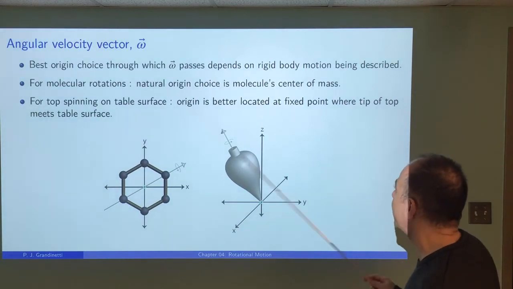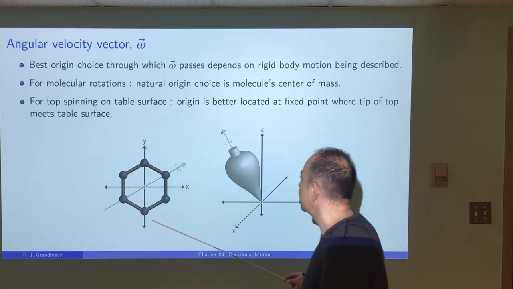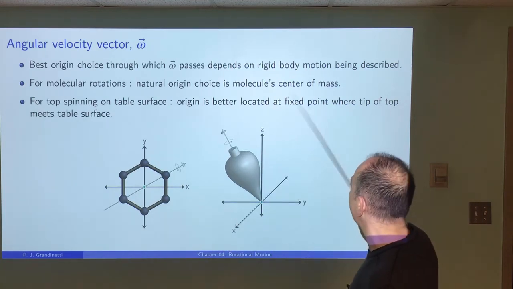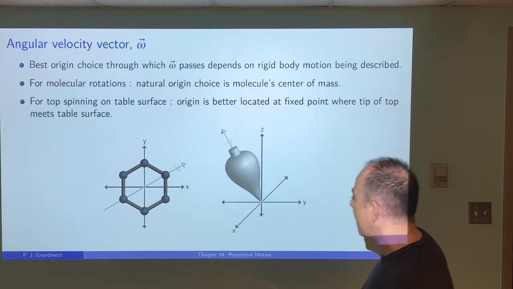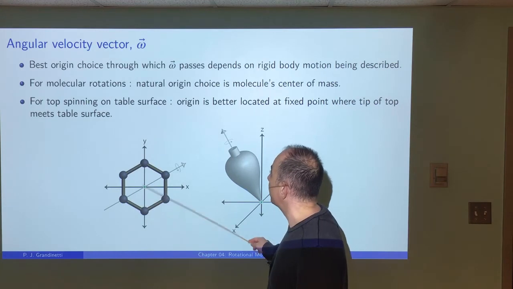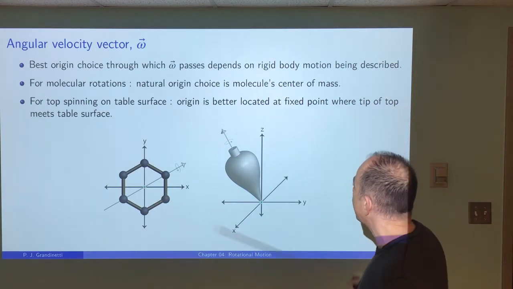It's also important to be clear about how you define the origin when you're defining your angular velocity vector. In some situations, it's pretty clear what the natural choice would be. For example, when you have a molecule, most of the time we're going to want to set the origin for the angular velocity vector at the center of mass of the molecule.